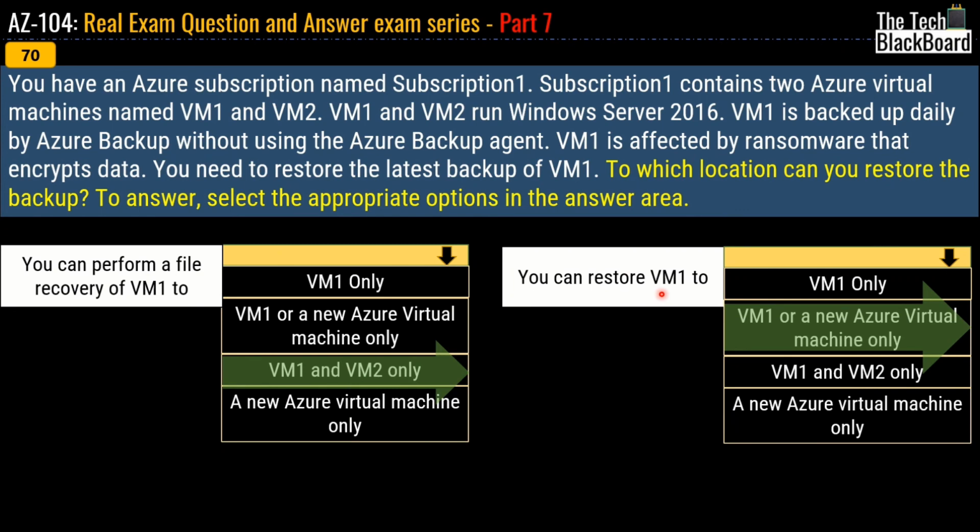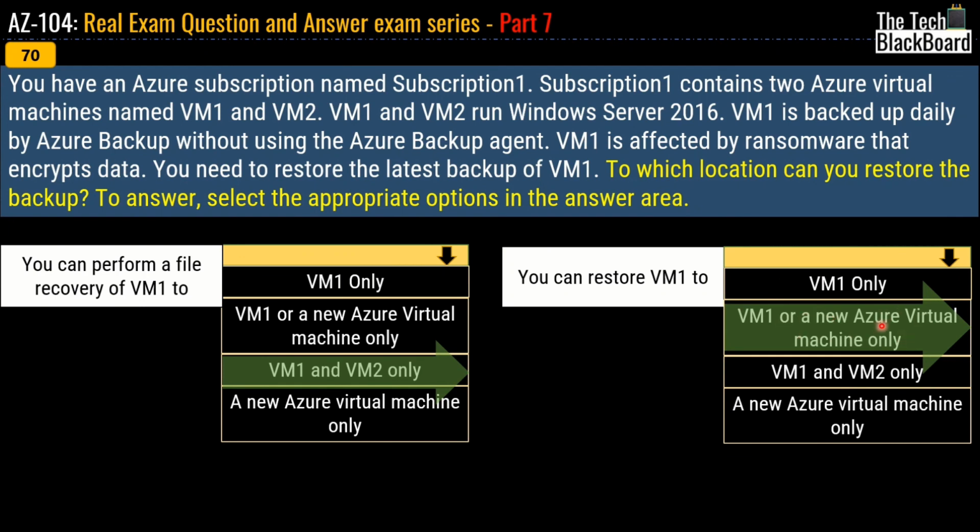Now coming to the restore of the virtual machine. Whenever restoring a virtual machine, you cannot replace an existing encrypted virtual machine. This option is only supported for an unencrypted managed disk. Also, as I just mentioned, you can only restore files from a virtual machine to the same operating system or a compatible operating system. Hence, the best option is to restore the virtual machine to the same VM1, or a new virtual machine only. That's the reason behind choosing this option.